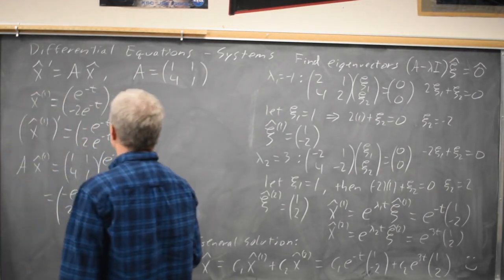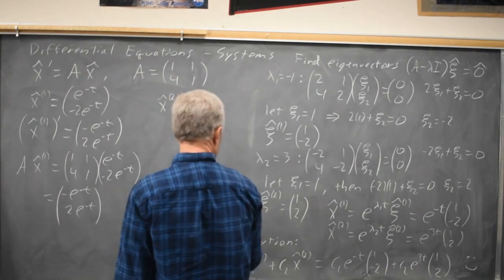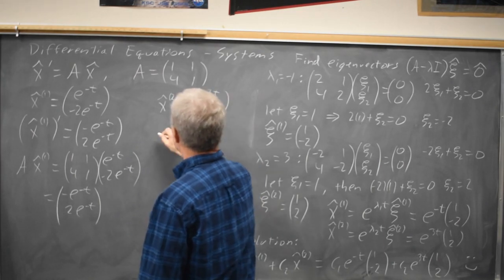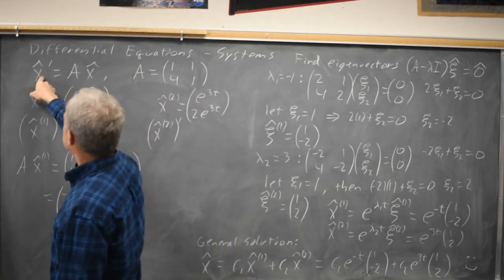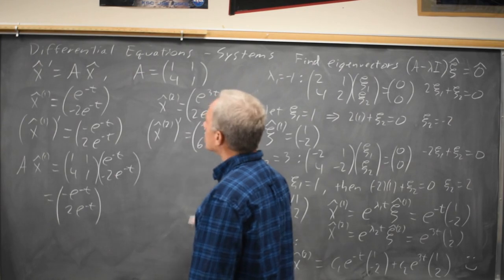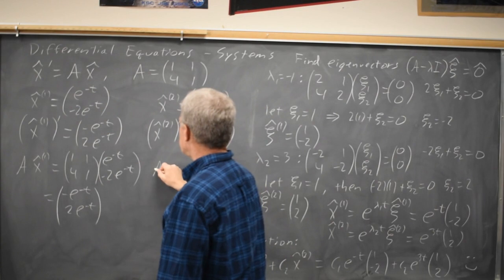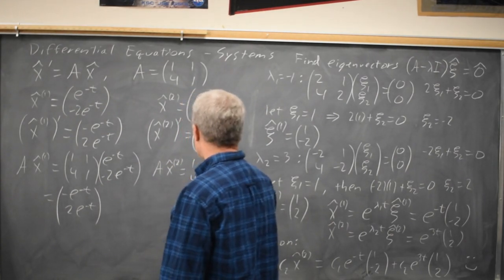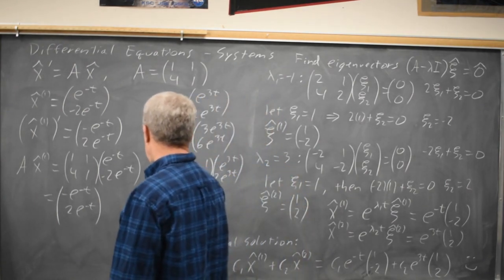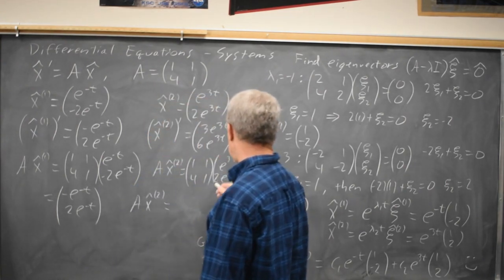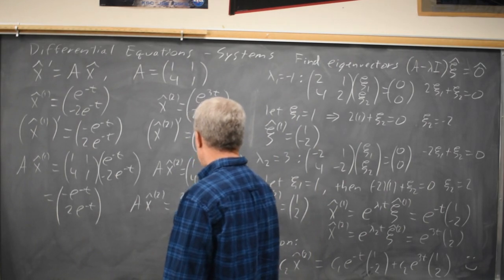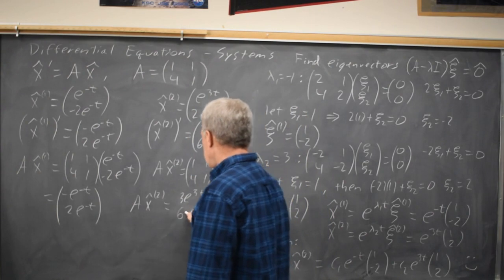If you try that with x2, our second solution is e to the 3t times [1, 2], which is [e to the 3t, 2 e to the 3t]. And x2 prime, the left-hand side of x2 prime equals Ax2, is [3e to the 3t, 6e to the 3t]. Our original equation, if this is a solution, should be the same as Ax2, and Ax2 is [1, 1; 4, 1] times our x2 vector, [e to the 3t, 2e to the 3t]. So that's 1e to the 3t plus 2e to the 3t, which is 3e to the 3t. And 4e to the 3t plus 2e to the 3t is 6e to the 3t.